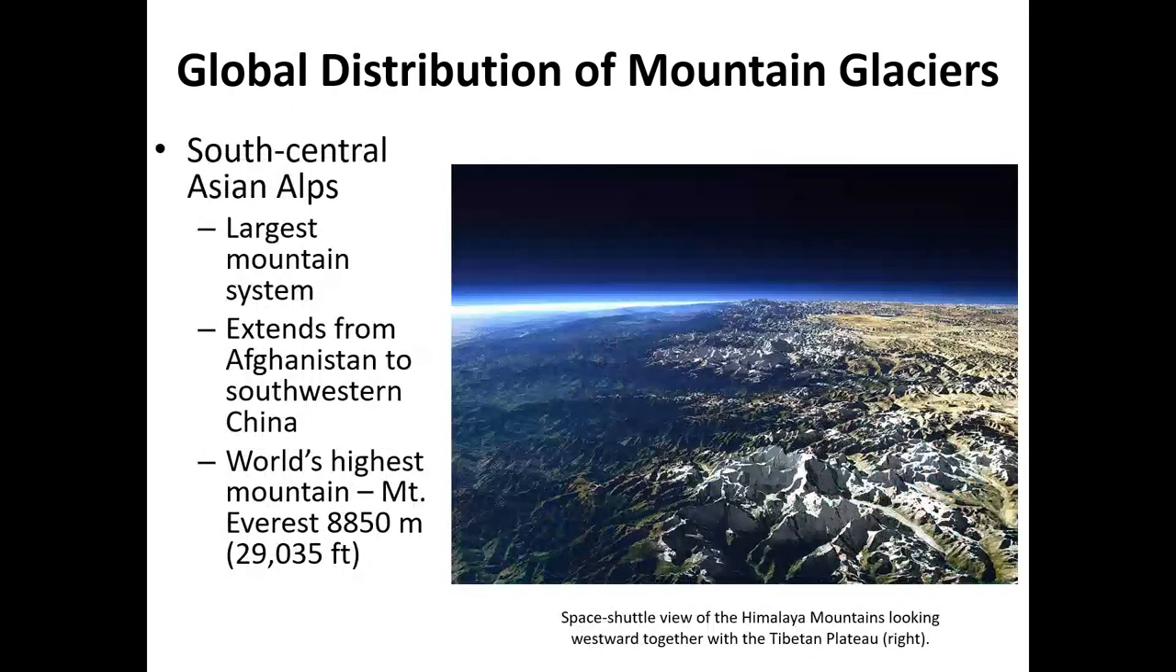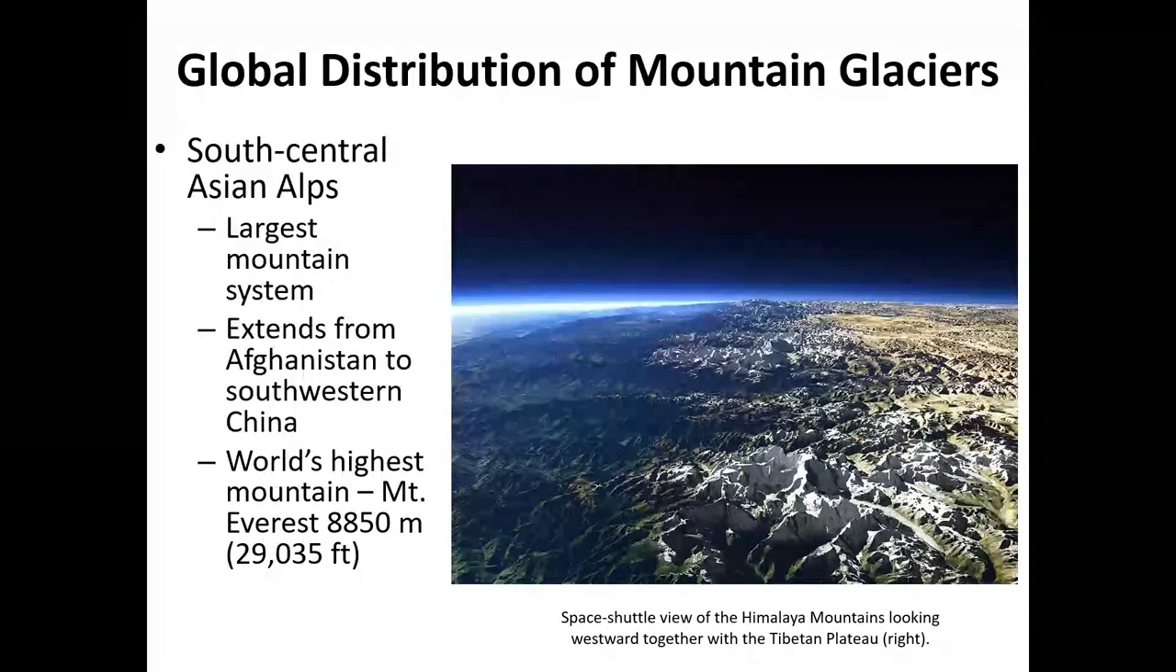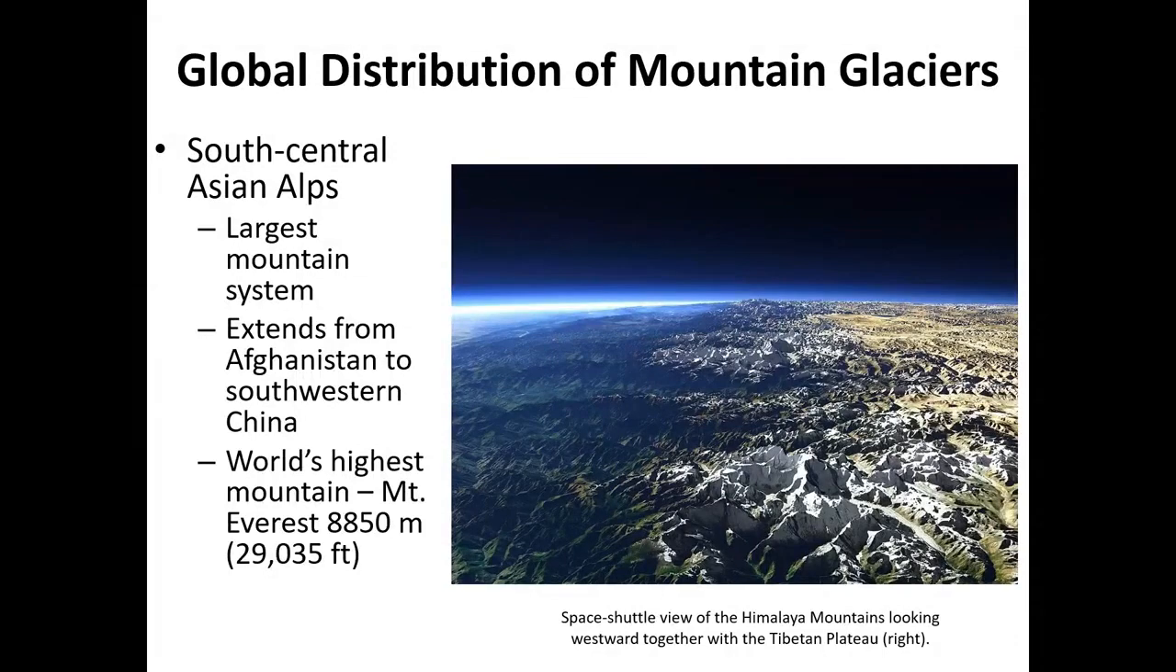And then also the South Central Asian Alps. This is the Himalayas and the large number of mountain ranges they have there. This is the largest mountain system in the world, and it has a lot of Arctic ice. Sometimes this is called the third pole. There's so much snow and ice and glaciers formed in the Himalayas.